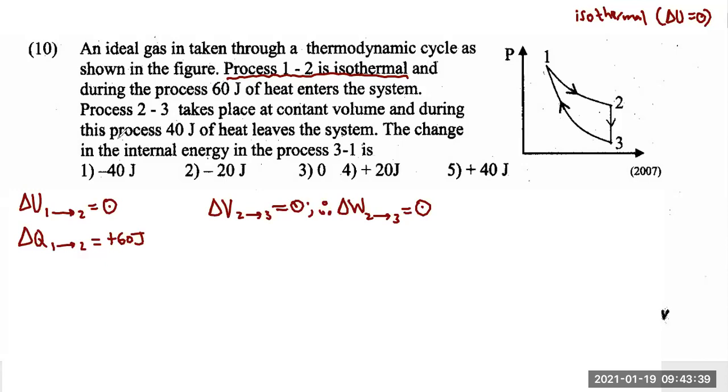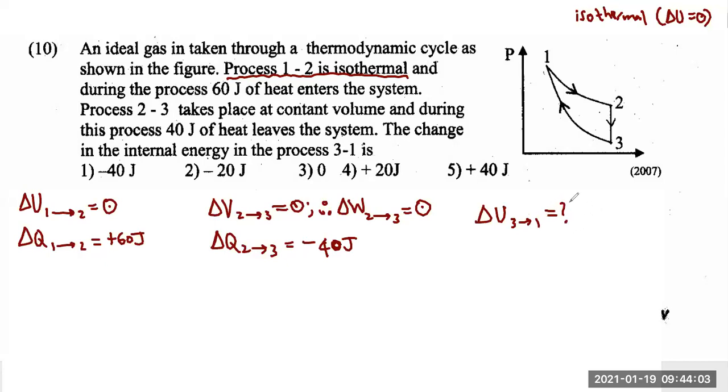Okay. And during this process, 40 joules of heat leaves the system. Therefore, delta Q 2 to 3 is going to be minus 40 joules because heat is released from the system. They are asking for the change in internal energy in the process 3 to 1. That is the question: delta U 3 to 1.